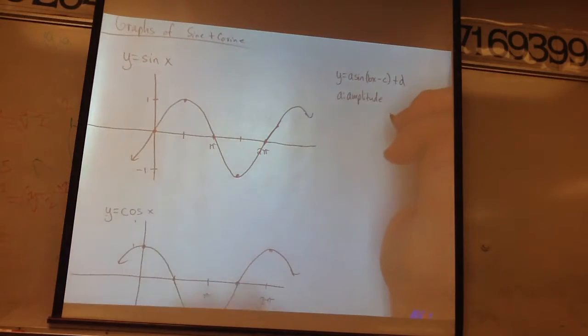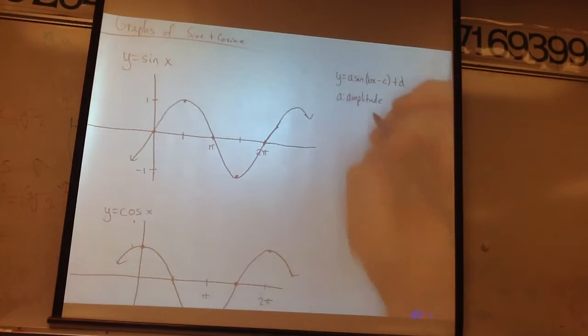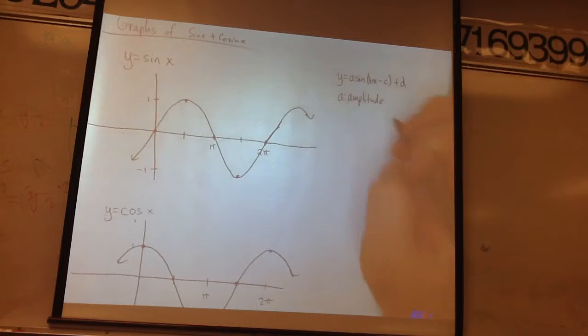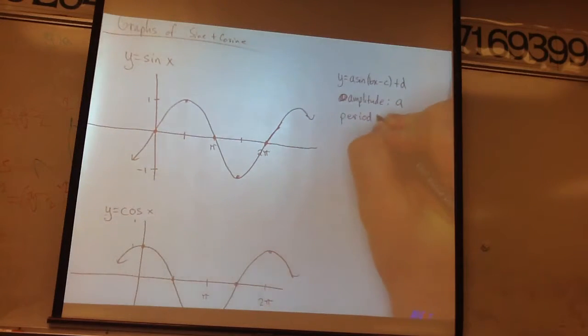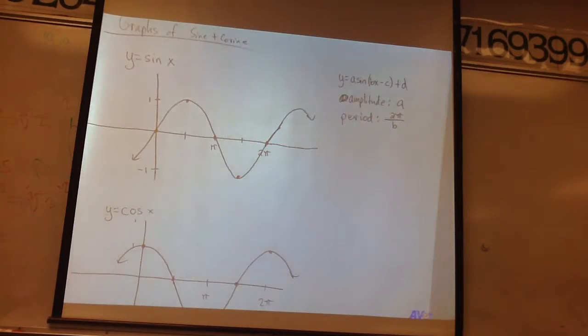Then we also have the period, and it's not just one of these. To find the period, I should have put that amplitude is just a. The period is 2 pi divided by b. I remember this one. That's how often it repeats itself.